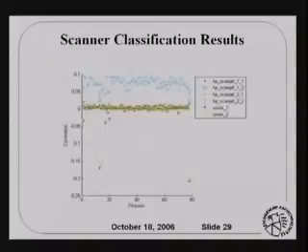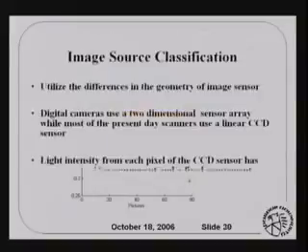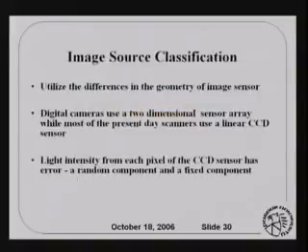So this ends our source scanner identification. Let's go to the next problem which I mentioned earlier. That was image source classification. Here, as I mentioned earlier, we want to utilize the difference in the geometry of the imaging sensor. In the case of a camera, we have a 2D imaging sensor, and in the case of scanners, we have a linear imaging sensor.